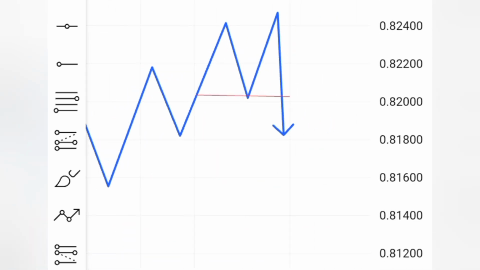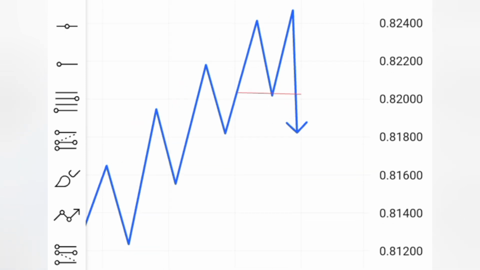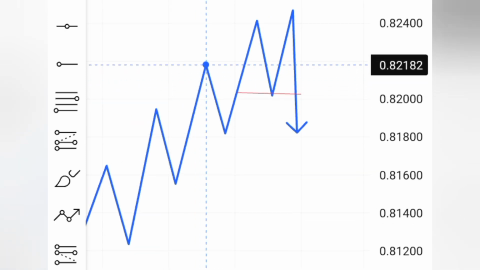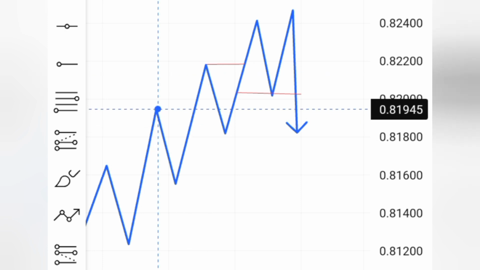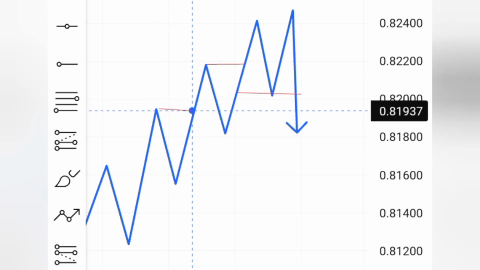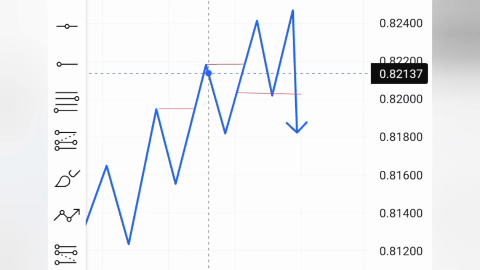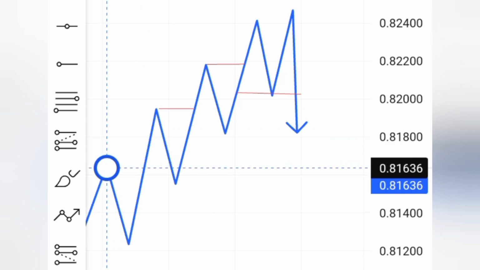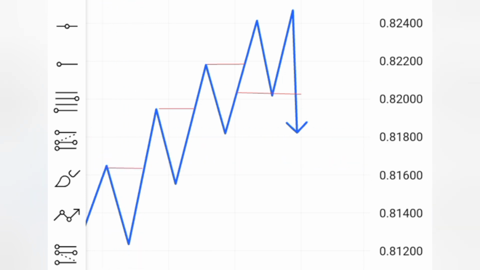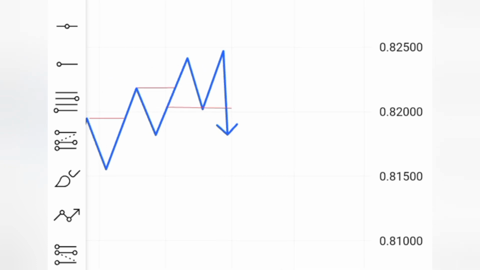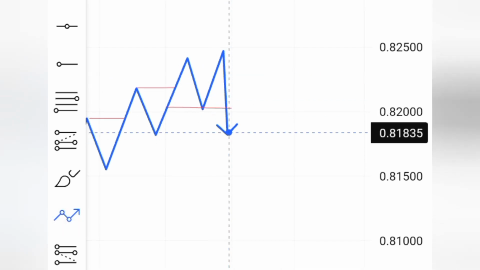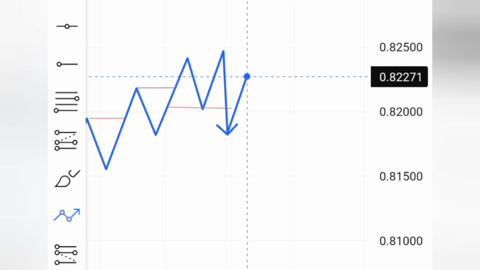Remember, it was a bullish trend. Why? Because it was creating higher highs and higher lows. This was a break of market structure. This was a break of market structure. All these were breaks of market structure till it came here and broke this previous low. And we made a change of character. Then you will see that the market will turn bearish from here.